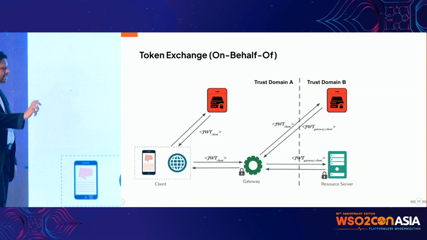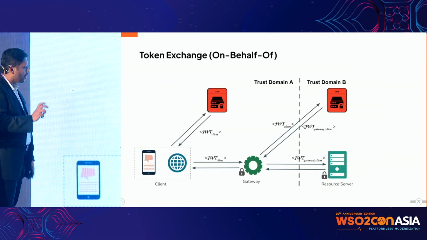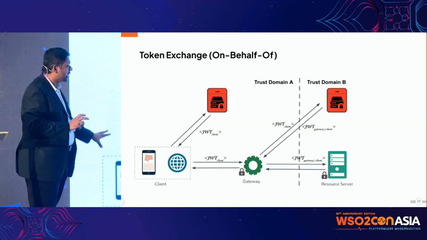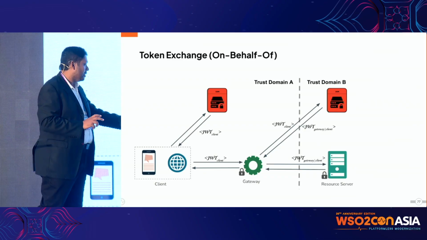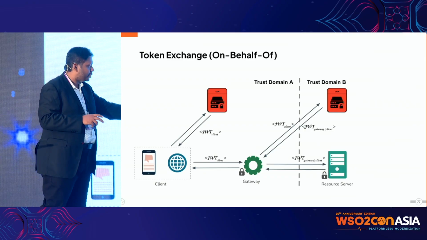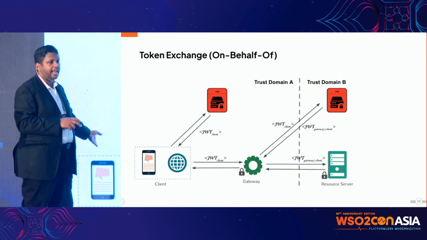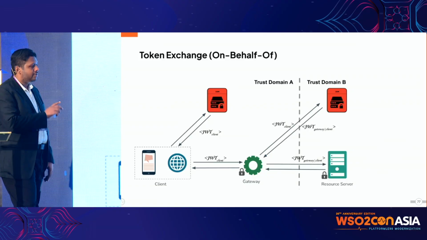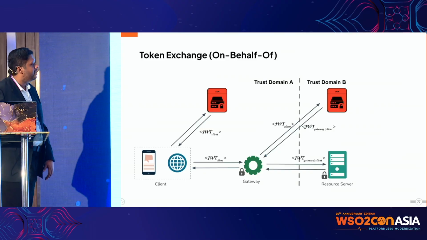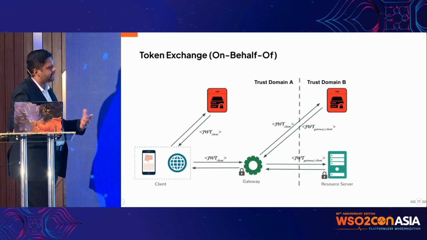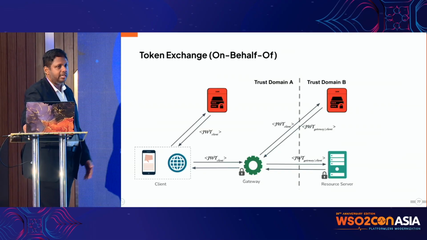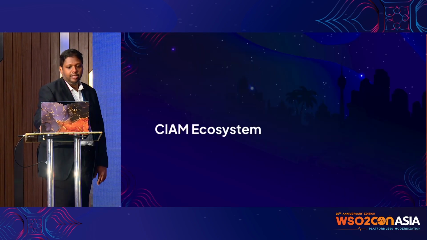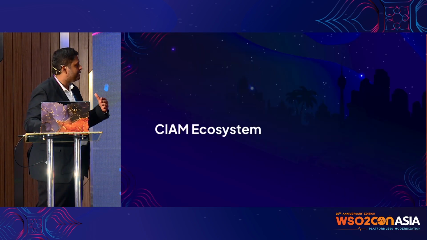So now the resource server can very clearly identify who the actual end user who did the call is, and the gateway is the actual one who did the call, but on behalf of the client. So both pieces of information can be verified by the resource server. So this is a more scalable and more secure way of doing it, but it involves a little more work.